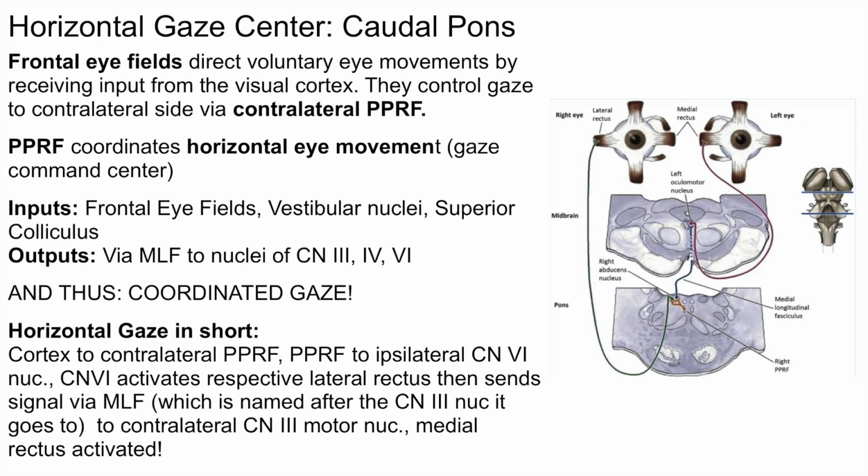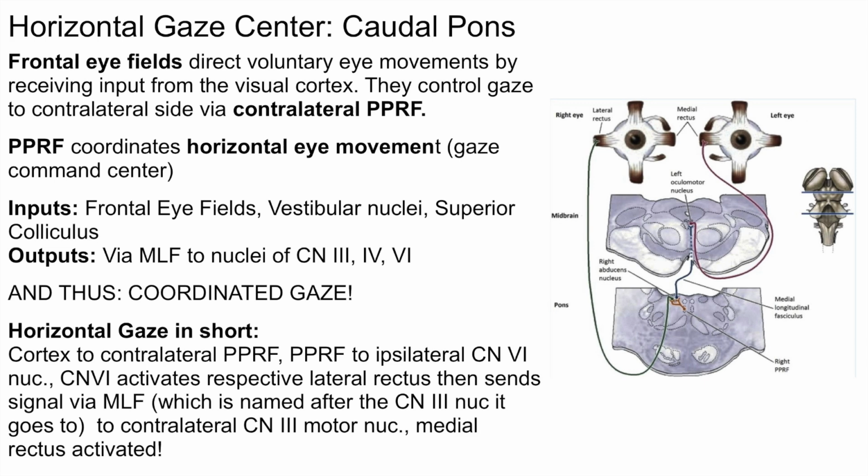So the left frontal eye field makes you look right, and it does this by sending a signal down the contralateral PPRF in the caudal pons, okay? The PPRF, or the paramedian pontine reticular formation, is the actual horizontal gaze center, okay? So think of it as the command hub that says, okay, both eyes move in this direction now, and once that's activated, the PPRF sends signals to the ipsilateral abducens nucleus, okay?